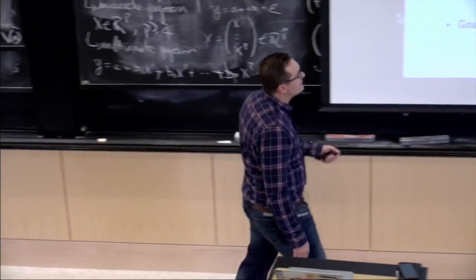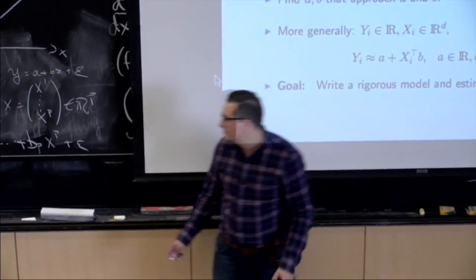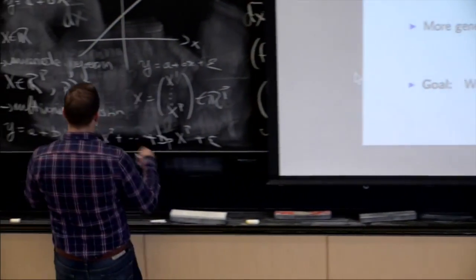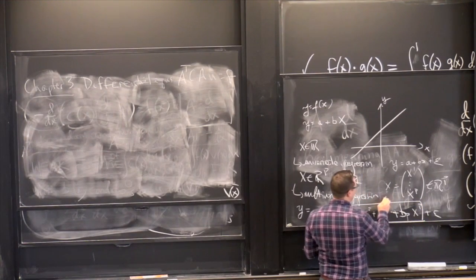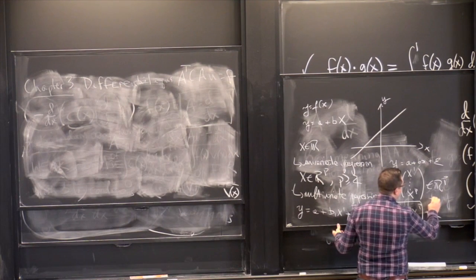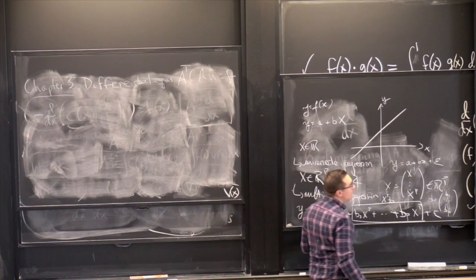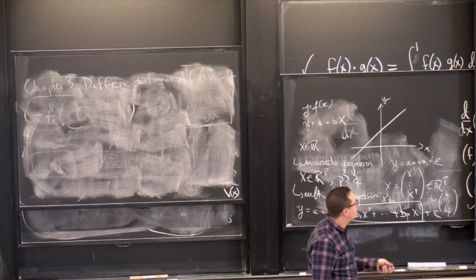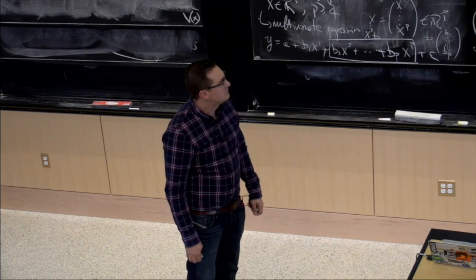Of course, you can write this as a plus x transpose b, right? So this entire thing here, this linear combination, is of the form x transpose b, where b is the vector that has coordinates b1 to bp. Okay? Sorry, here it's in R^d. P is the natural notation.